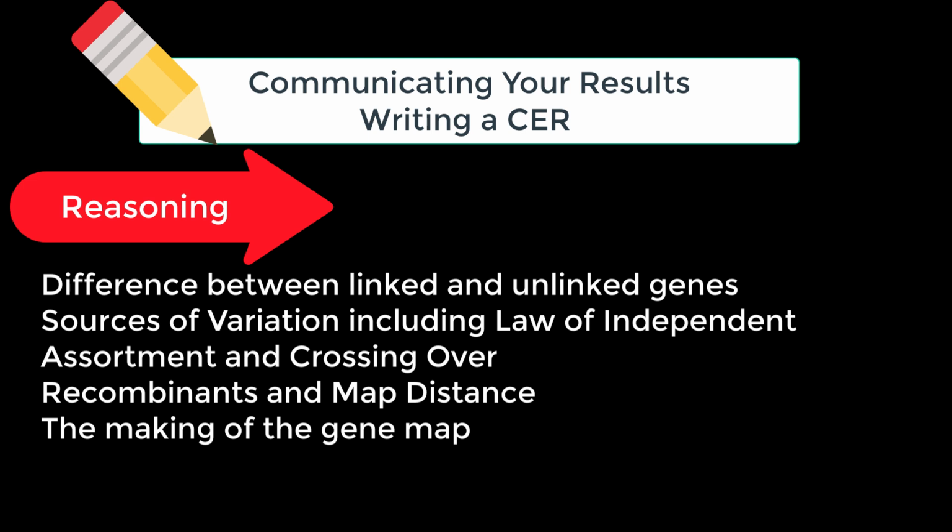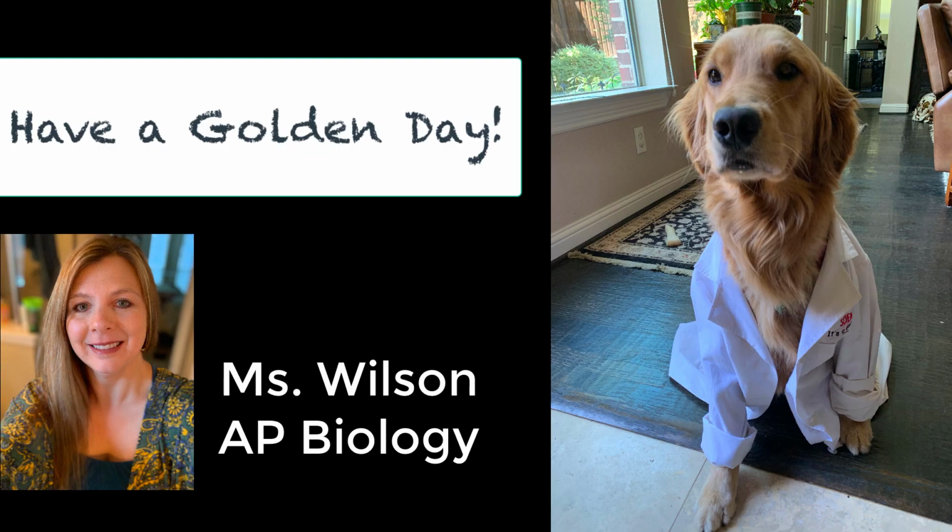An example of a statement that could be included is, in the F2 generation, there were way more parental phenotypes than expected and way less recombinant phenotypes than expected. This is because the only source of variation is crossing over when two traits are on the same chromosome. Be sure to go back and review the important vocabulary listed.